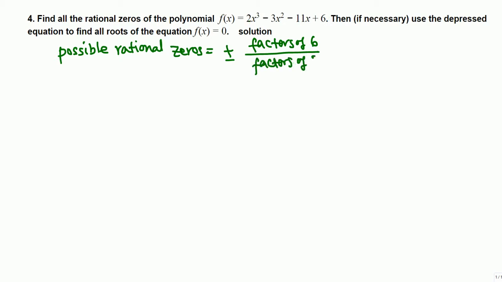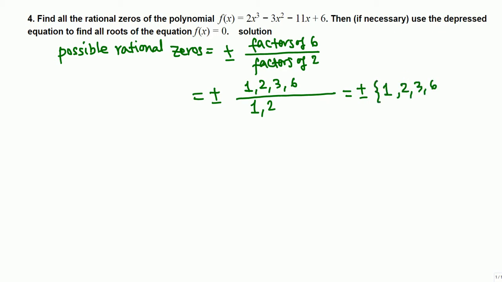factors of the leading coefficient 2. That is plus or minus on the top, factors of 6, so 1, 2, 3, 6, and factors of 2, just 1 and 2. Okay, that is plus or minus, let's divide everything by 1, then divide everything by 2. So 1 over 1, 2 over 1, 3 over 1, 6 over 1, so itself, so 1, 2, 3, 6.